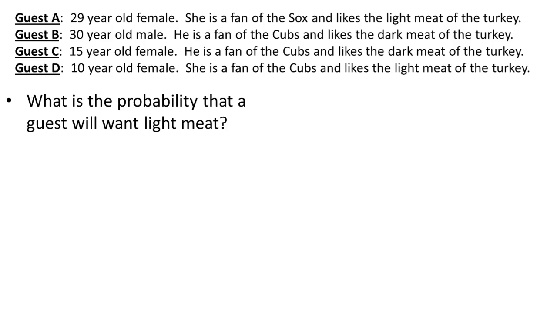So the probability that a guest will want light meat. Well, there's 4 guests altogether. That's my total outcome. That's my sample space. There's 4 of them. The first guest, guest A, likes light meat. The next 2 like dark meat, and the last one likes light meat. So only 2 out of 4 like light meat. I need to simplify this fraction.